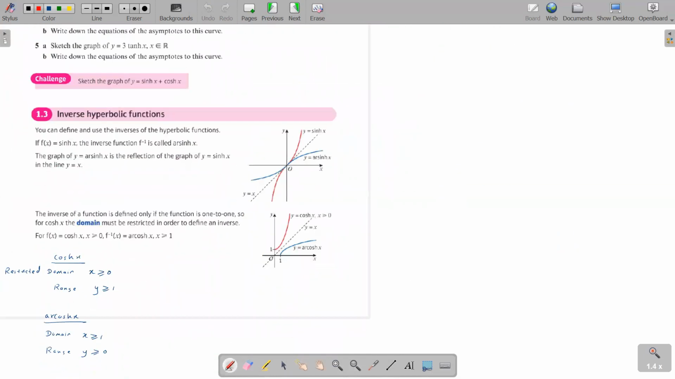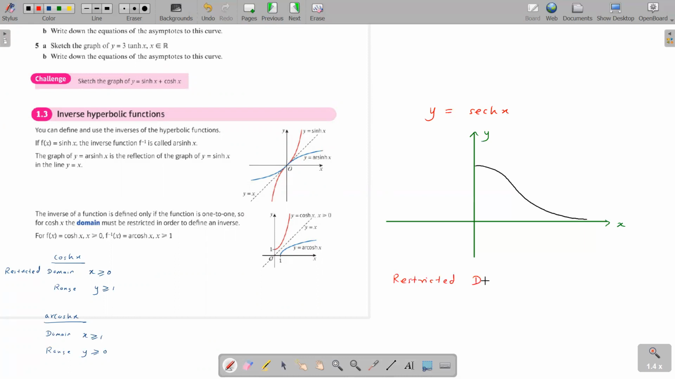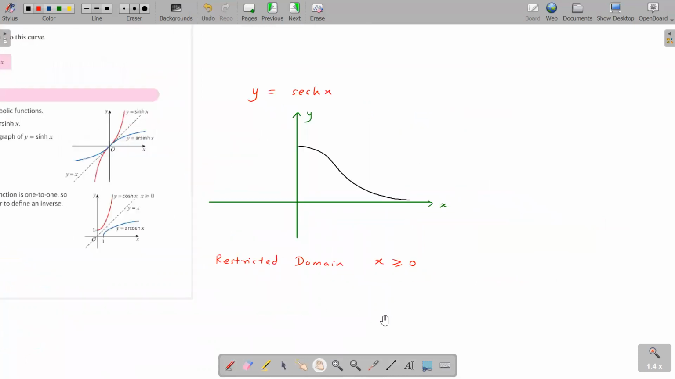All right, guys. So let's go for y equal arcsech x. Let me draw the sech x graph first. So I'm going to draw the sech x graph with the restricted domain. Okay, so restricted domain is going to give me only this section. Okay, so sech x graph, restricted domain is x greater than or equal 0, right, guys? So that's the restricted domain of our sech x graph.